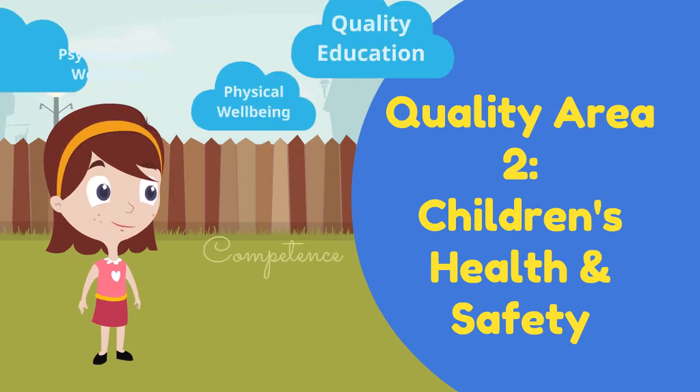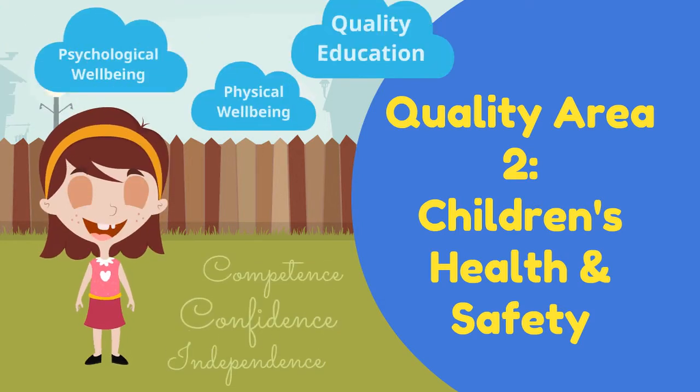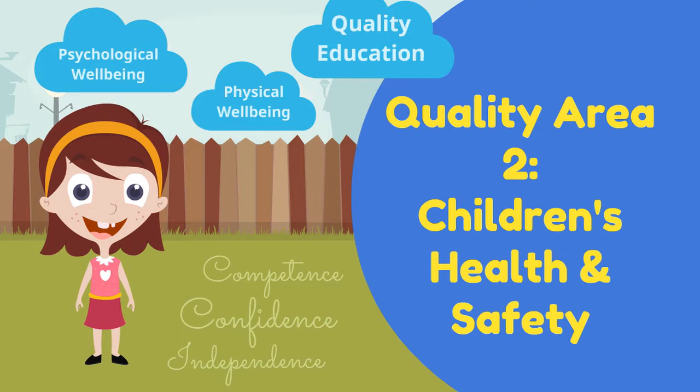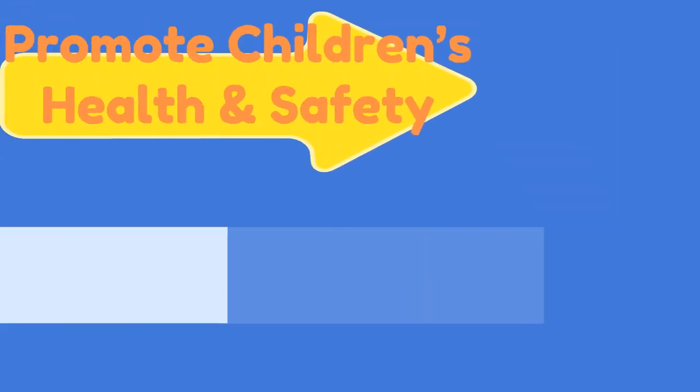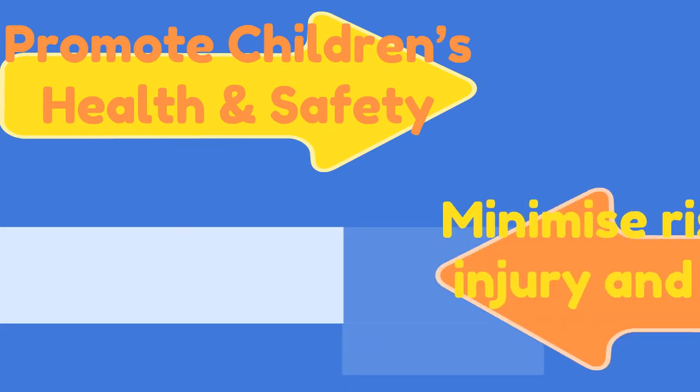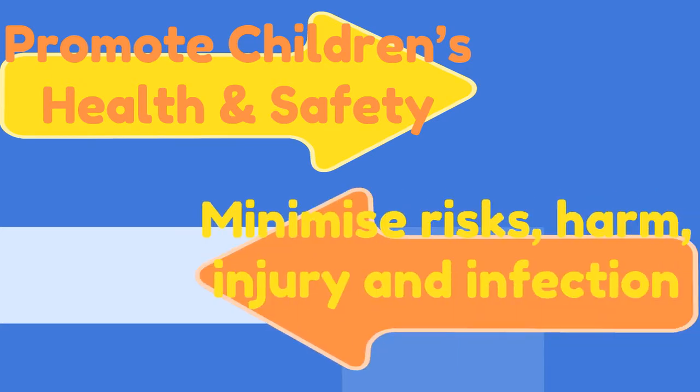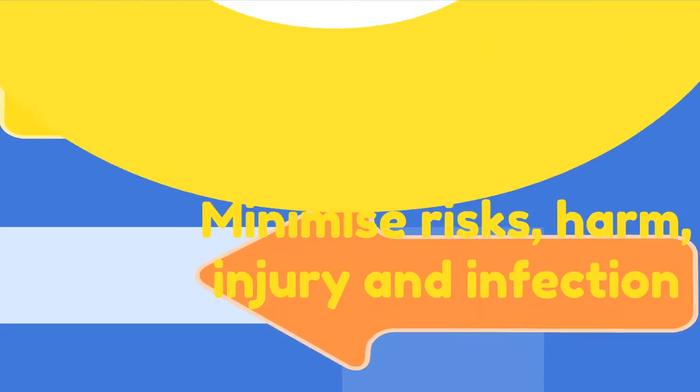In Australia, we believe that all children have the right to experience quality education and care in an environment that provides for their physical and psychological well-being and provides support for each child's growing competence, confidence and independence. In response to this, Quality Area 2 aims to safeguard and promote children's health and safety while minimising risks and protecting children from harm, injury and infection.